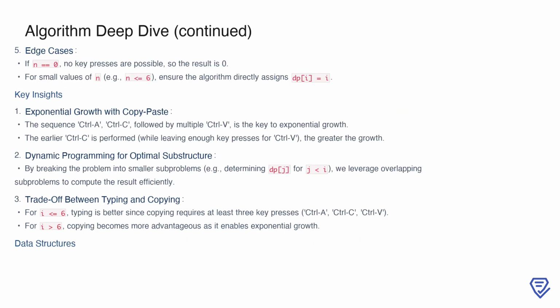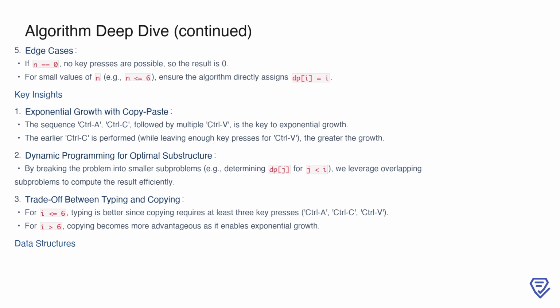When analyzing edge cases, it's important to consider scenarios like n equals 0, where no key presses are possible, and the result is simply 0. For small values of n, such as when n is less than or equal to 6, the algorithm directly assigns DP[i] equals i because typing A repeatedly is optimal.